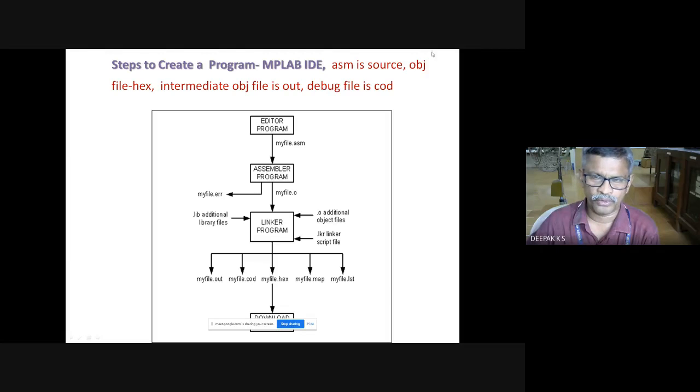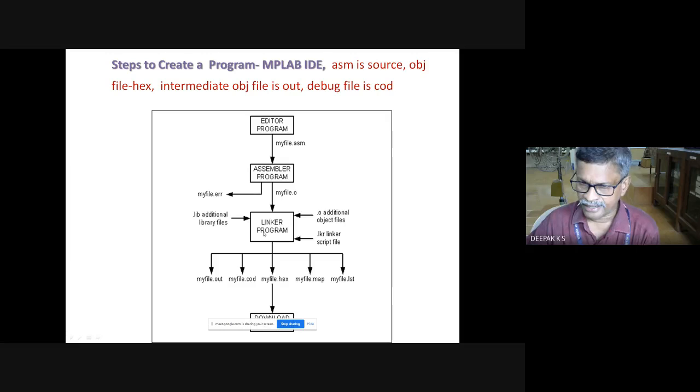So when you do all these things, you would write in an editor, and that extension would be some name .asm, and you give it to the assembler program. So this is the source. ASM is the source. You get the object. This is assembled. Mnemonics converted to hex, and which can be converted to binary.